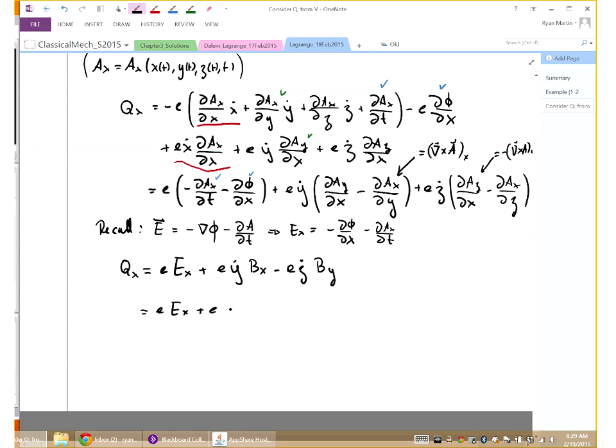So this generalized force in the end becomes the charge times the x component of the electric field plus the charge times v cross B, and the x component of that. And so of course, that is the x component of the Lorentz force.